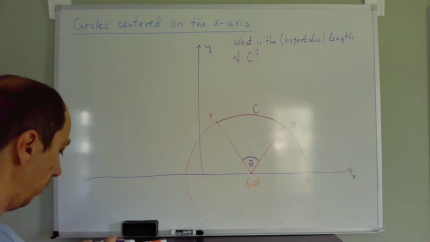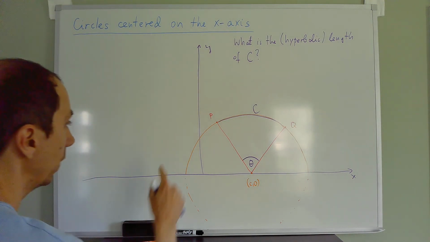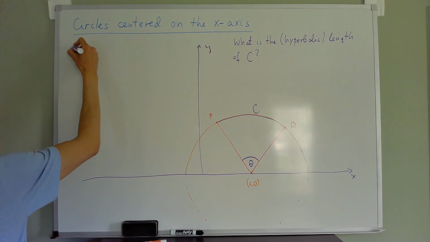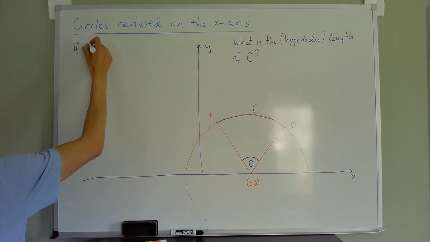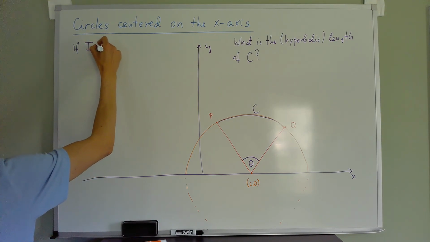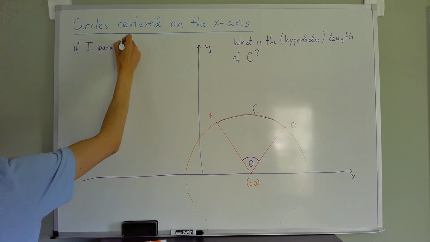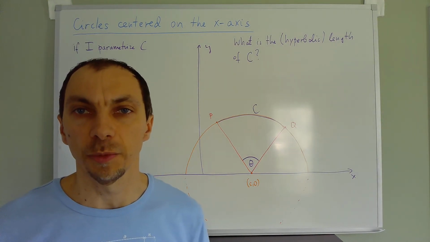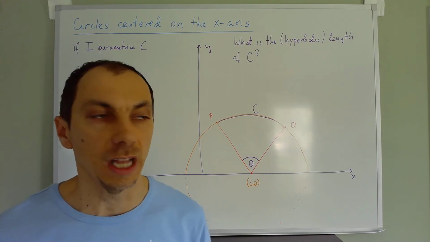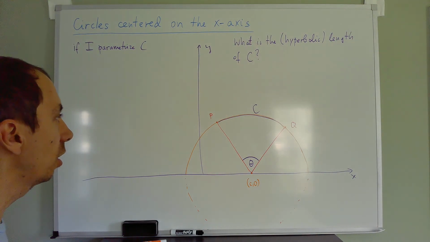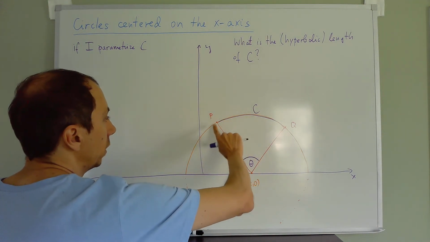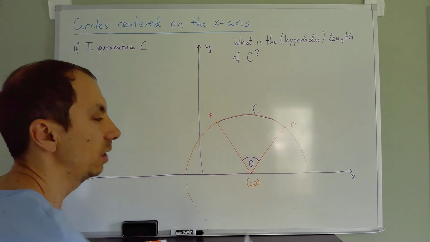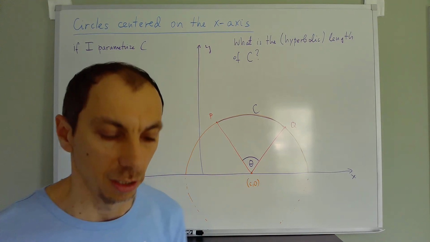Well, if I just were to write down some parameterization of it, so if I parameterize C, then I can use the formula for the length of a curve that we discussed last time. So what's a good parameterization of that curve, of that arc? Well, by the angle, right? The angle actually provides you with quite a good parameterization.